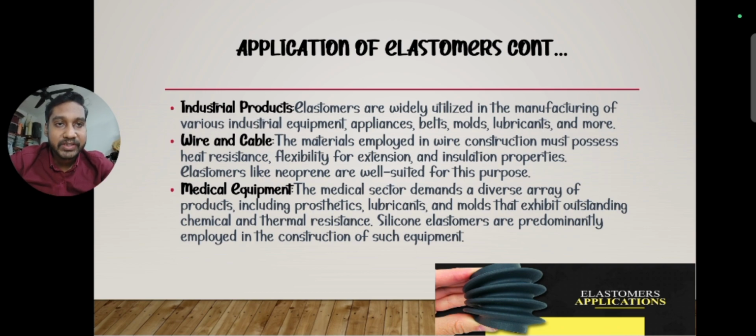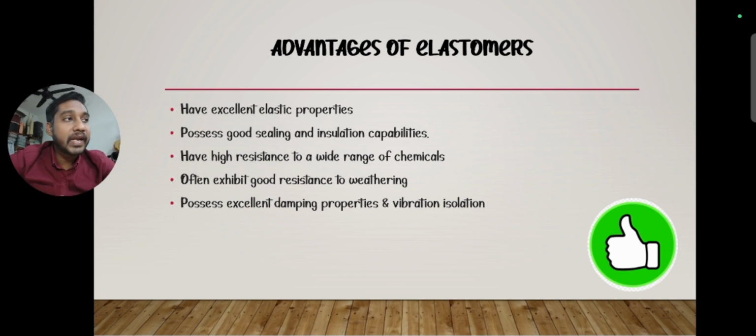for a diverse array of products. Okay, let's see the advantages of elastomers. Elastomers basically have excellent elastic properties, as we saw in the previous slide, and they possess good sealing and insulation capabilities, such as for wires, as I said just now. They have good insulation and high resistance to a wide range of chemicals, and often exhibit good resistance to weathering, so they can withstand weather. And lastly, they possess excellent damping properties and vibration isolation.